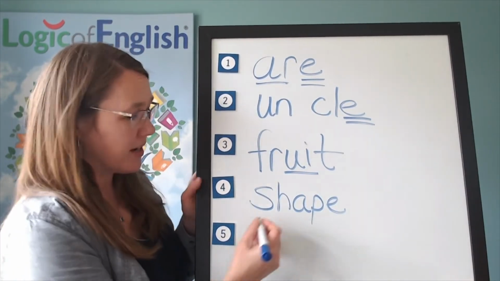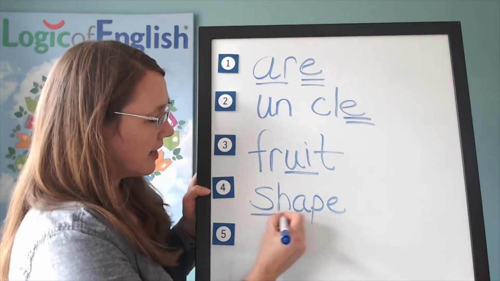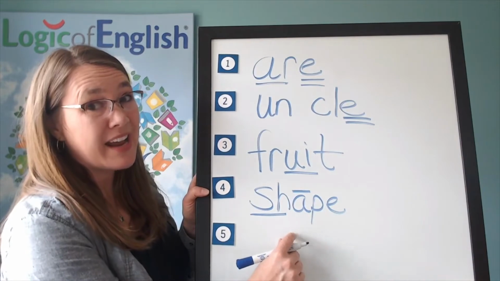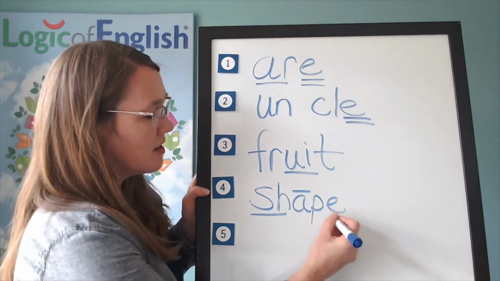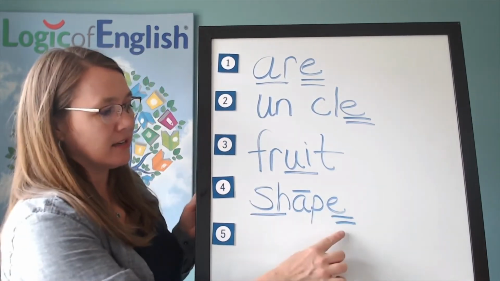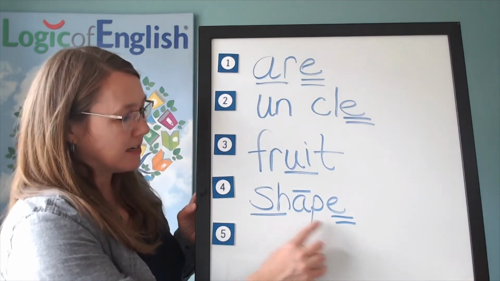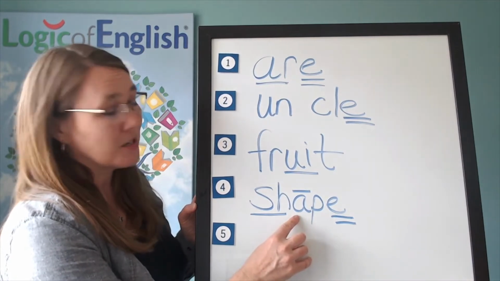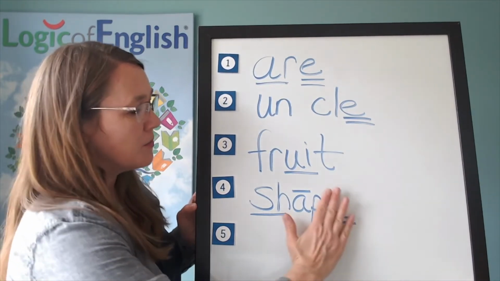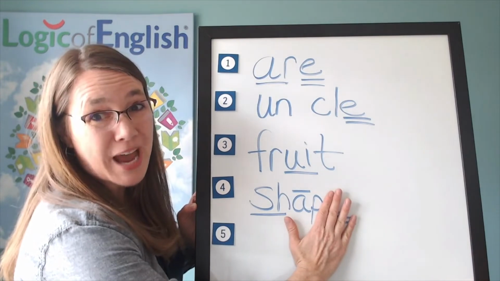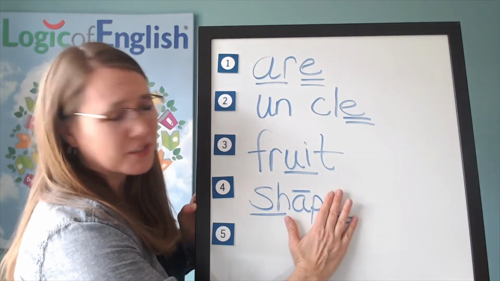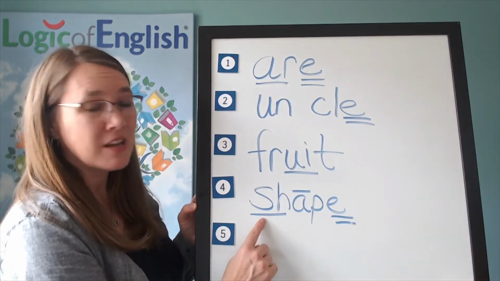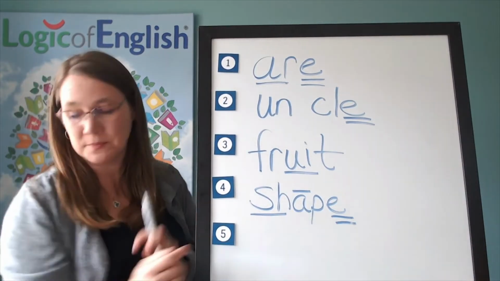All right, let's mark it. What will we do? We'll underline the sh, and we'll put a line over the A to show it's saying its long sound. We'll double underline the silent E. Why do we have a silent final E in shape? You're right. The vowel says its long sound because of the E. What would it say without it? It would say shap. Well, that's a silly word, but with it, it says shape. Let's sound it out. Shape.